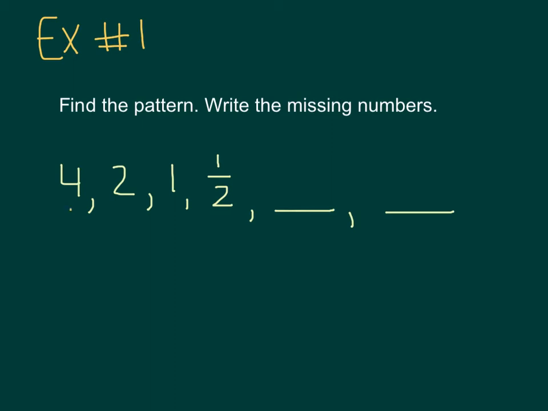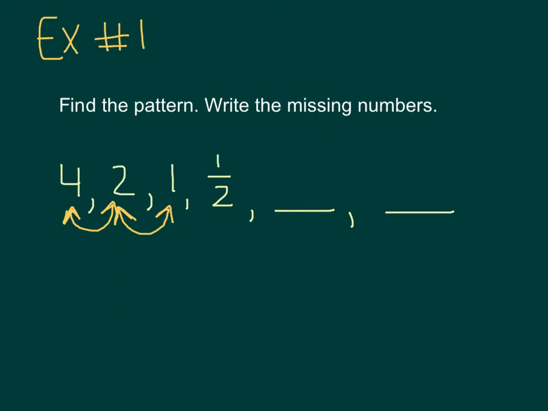So we're going from 4 to 2. So I know we're going from a bigger number to a smaller number. So we're either subtracting or dividing. So we could be subtracting 2 or dividing by 2. So let's see what happens when we go from 2 to 1. Well, now I know we can't be subtracting 2 because 2 minus 2 would have been 0, not 1. But 2 divided by 2 is 1.